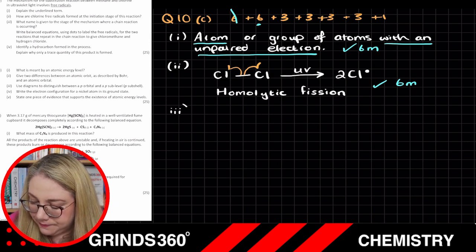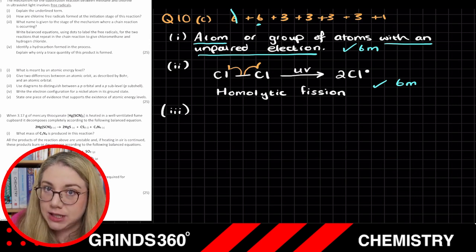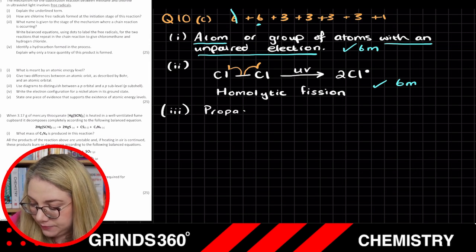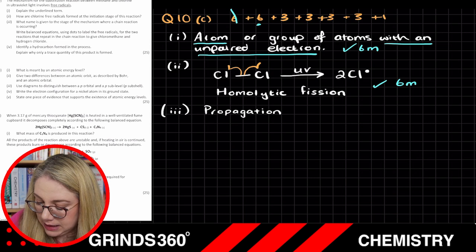For number 3. What name is given to the stage of the mechanism where the chain reaction is occurring? So it's called propagation. Now this is my third markable point, so I'm going to get 3 marks for this.